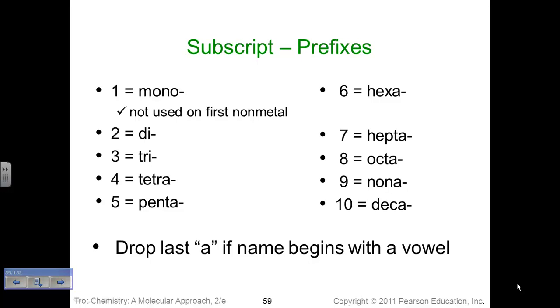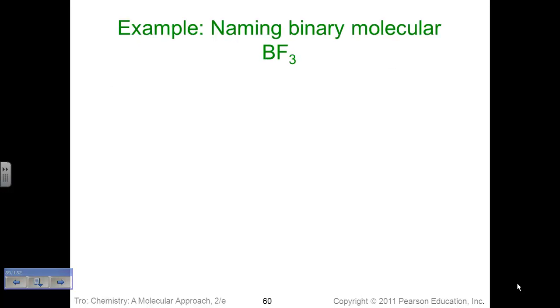If we have a double vowel kind of tripping our tongue, drop the last A if the name begins with a vowel. Just to help roll off the tongue a little bit easier, you'll hear that we will drop off a double vowel sound to make it go a little bit smoother in our naming.